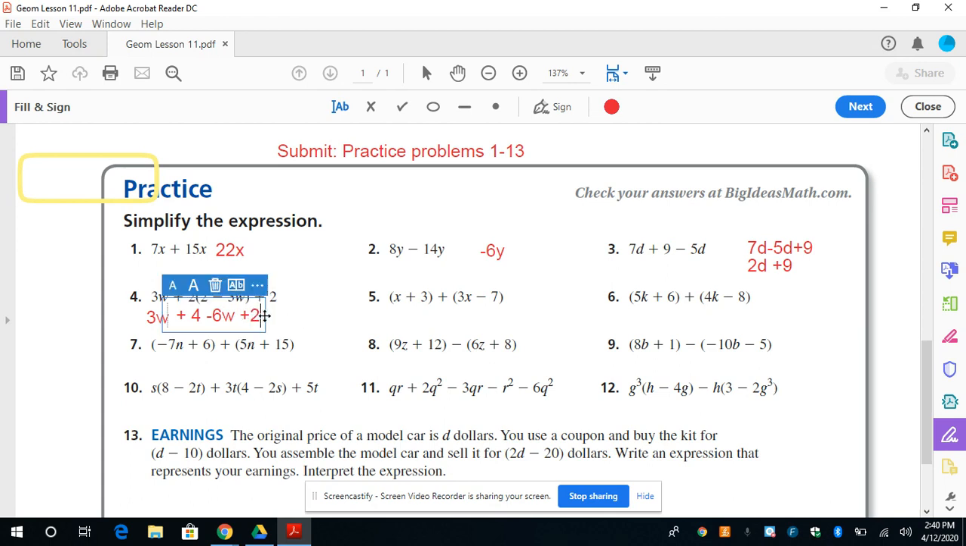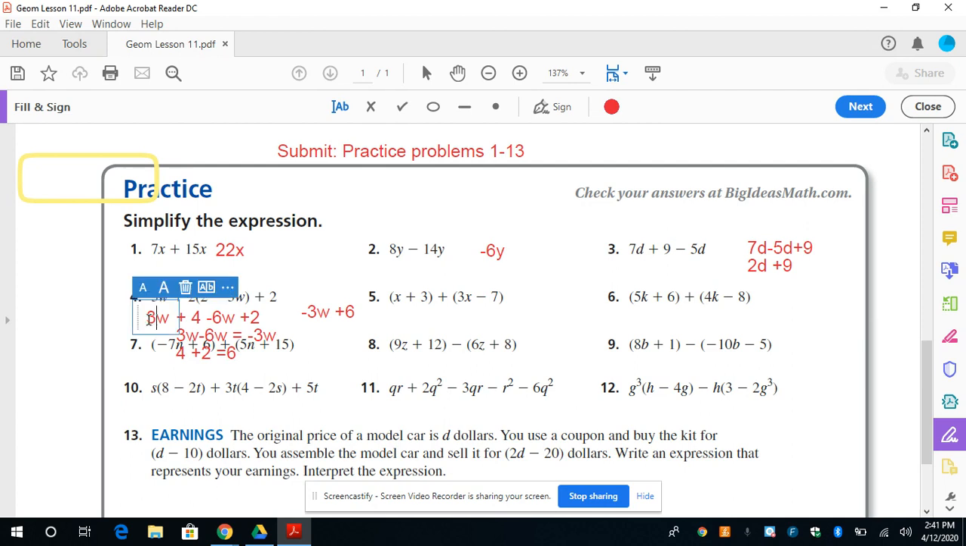All right, let's move around what we can combine here. So we can do the 3w minus the 6w and get, oh, I keep putting x, sorry. 3w minus 6w is negative 3w. And then we can combine the numbers, the 4 plus the 2, to get 6. And we can just put those terms together. So my final answer would be the negative 3w plus 6. That's your answer for number 4.